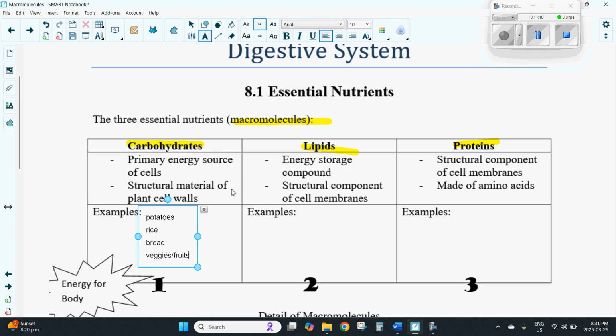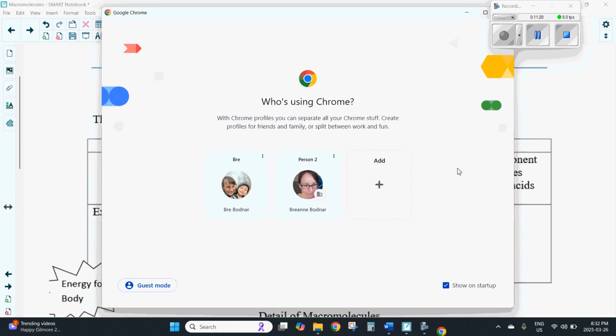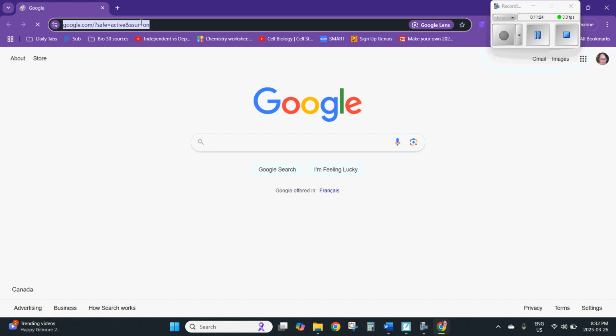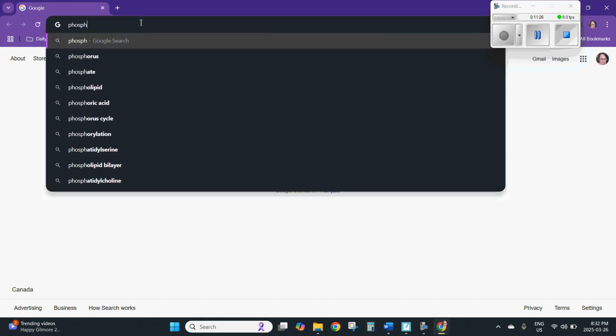The structural membrane is mainly composed of phospholipids. Phospholipids are those little structures here. I'll see if I can pull one up for you. So I'm going to type in a phospholipid bilayer.